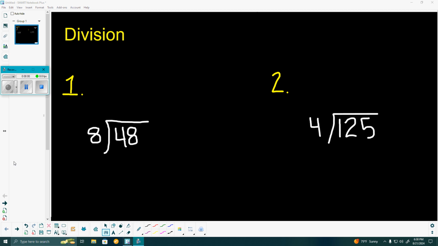All right, now on your paper, or on a clean sheet of paper if you don't have any room, make sure you write your name, and then I want you to solve these two problems. Number 1 is 48 divided by 8. Number 2 is 125 divided by 4. Number 2 will have a decimal remainder.